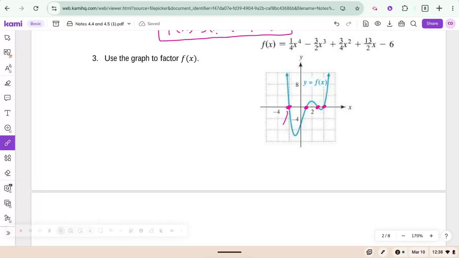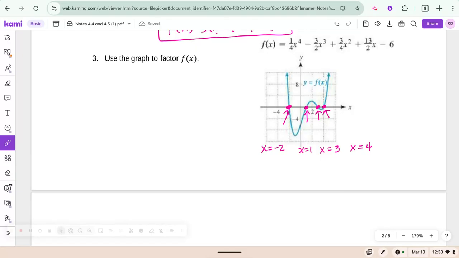So this one right here is going to be x equals -2. And then this one looks like it's between 0 and 2, so I'm going to call that x equals 1. And then I've got one between 2 and 4. I'm going to call that x equals 3. And then I have one at x equals 4. So those are my 4 zeros.